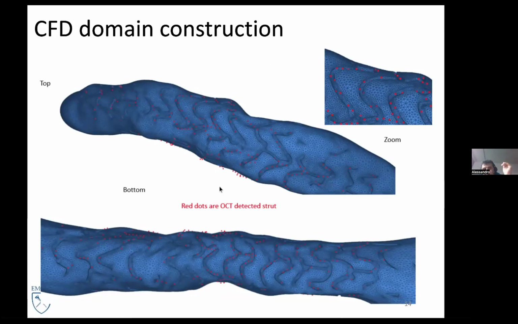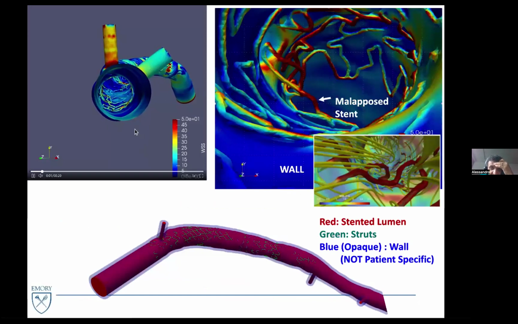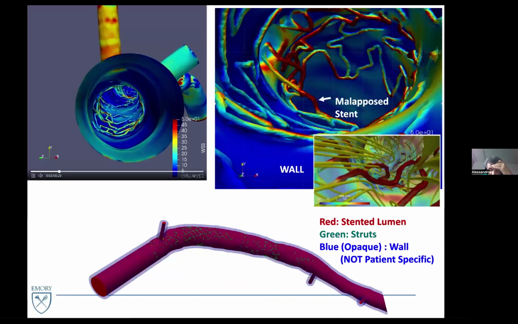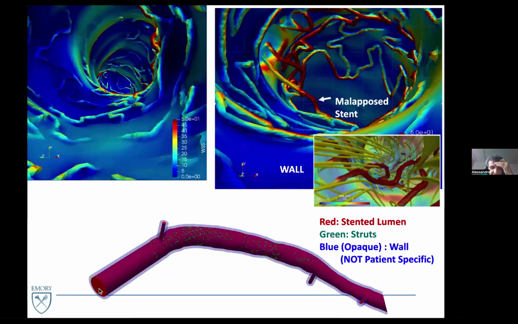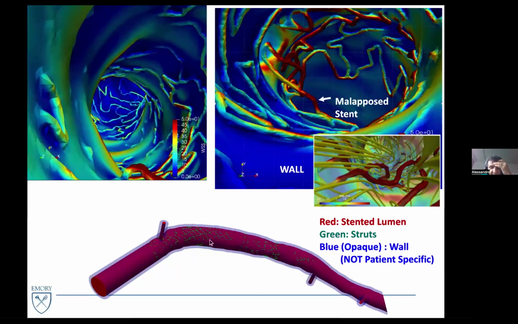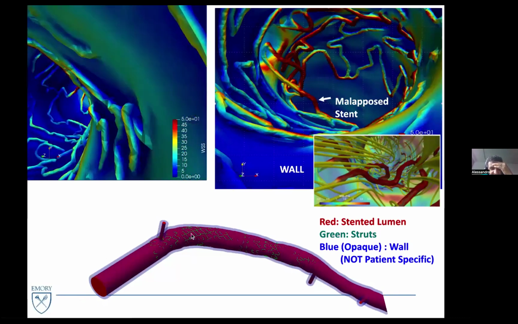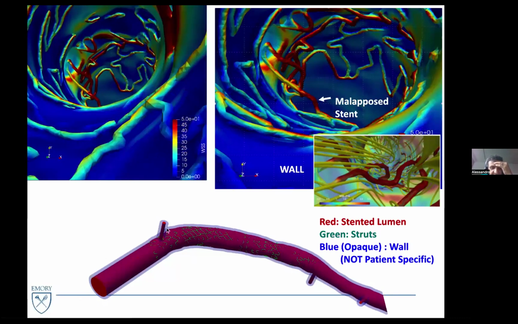So we may have all the possible relative positions, and eventually we can run simulations now, and we can compute the so-called wall shear stress. I'm going to give you the mathematical description. So for instance, this is one of our patients. The green is the struts, the red is the lumen, the blue is the wall.